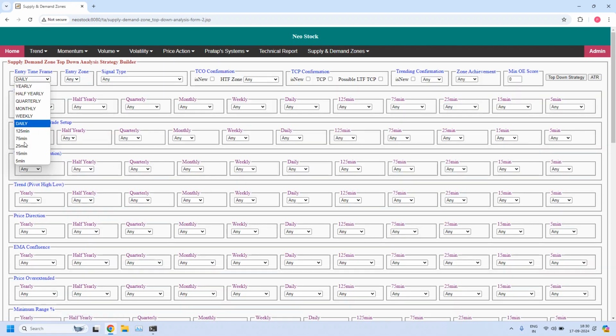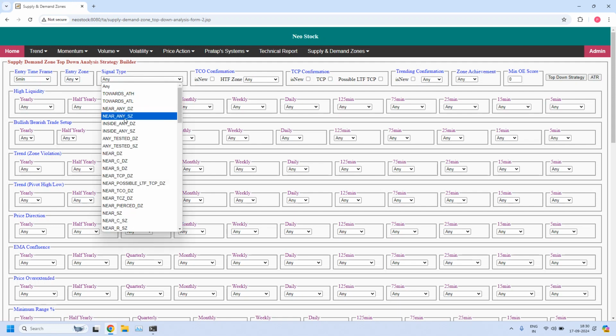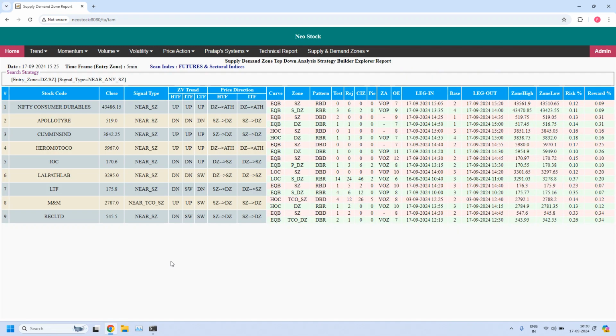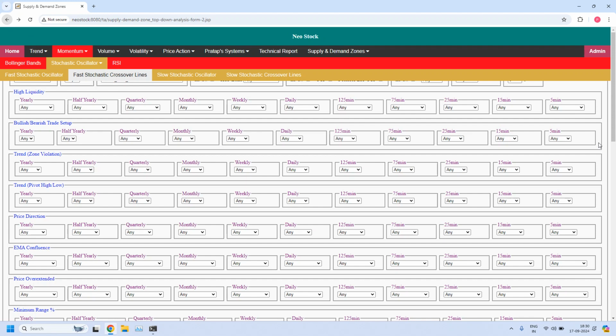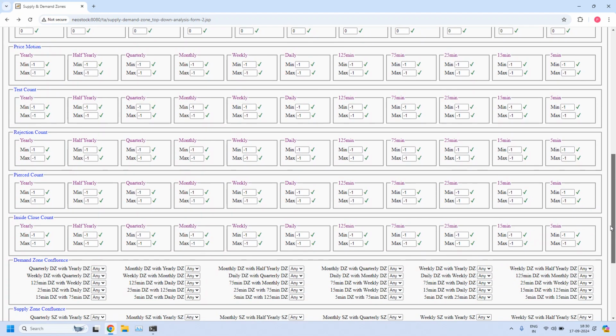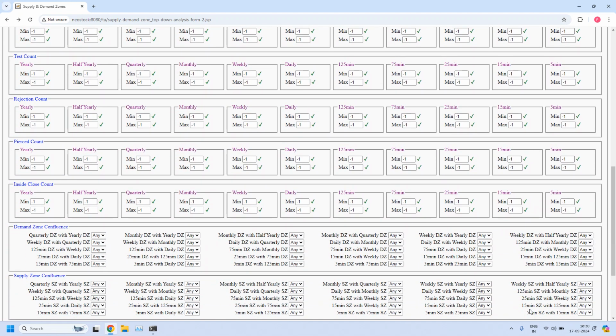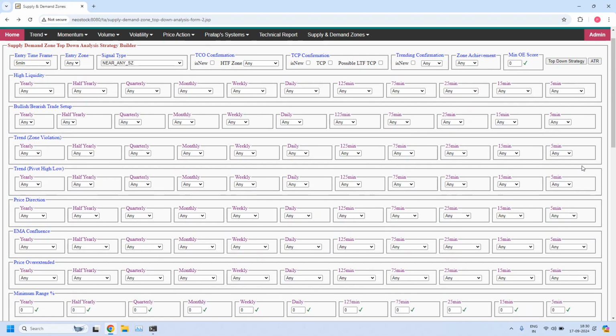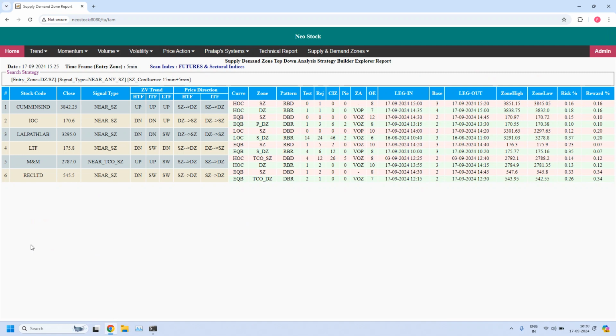Okay, next for 5 minutes time frame, let us find the stocks near 5 minute supply zone. 9 stocks are filtered. Let's verify whether any of these 9 stocks are having confluence with 15 minute supply zone. So I am enabling the filter 5 minute supply zone with 15 minute supply zone confluence. Let's verify. So all these 6 stocks are having confluence with the 15 minute supply zone.